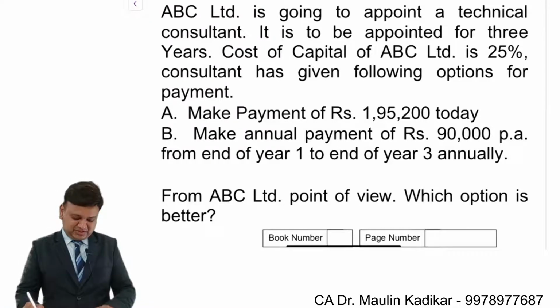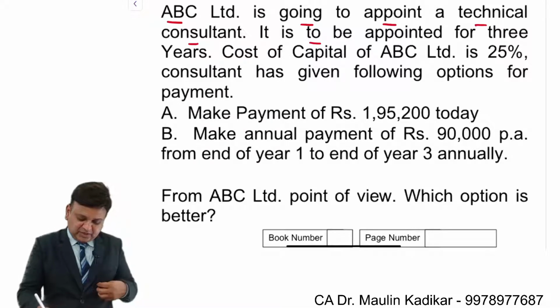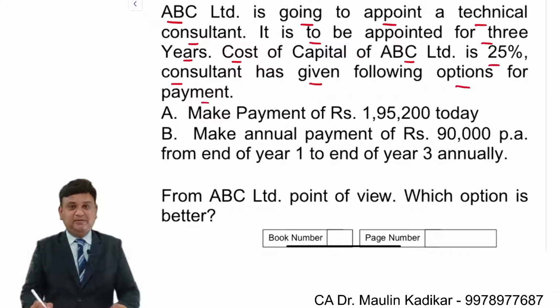Let us see the next question. ABC Limited is going to appoint a technical consultant. It is to be appointed for 3 years. Discounting rate of the company is 25%. Consultant has given following options for payment.